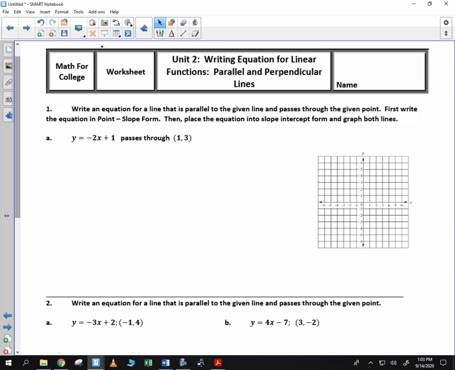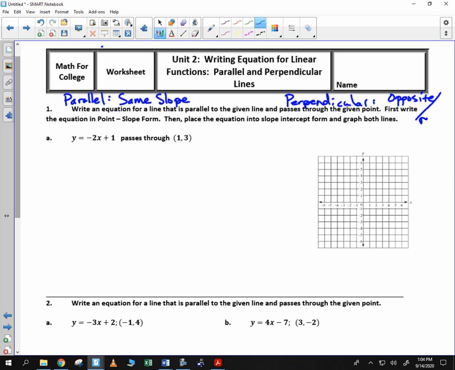Okay, folks, now what we're going to do is write equations for lines, but ones that are parallel and perpendicular. Now, parallel lines have the same slope. Perpendicular lines have slopes that are opposite reciprocals. We'll talk about what that means in a little bit.